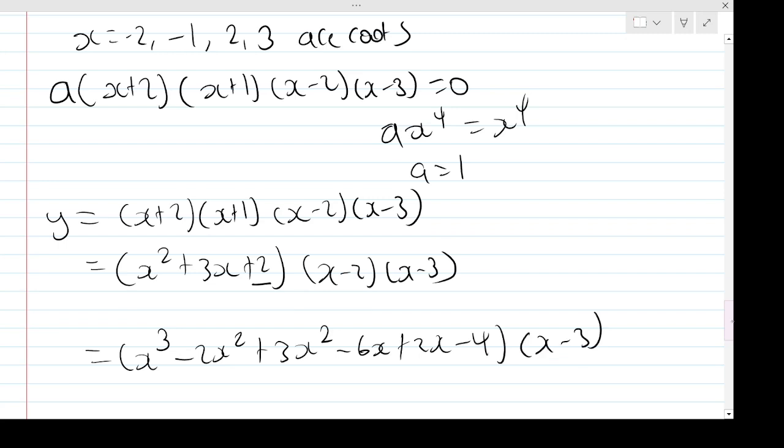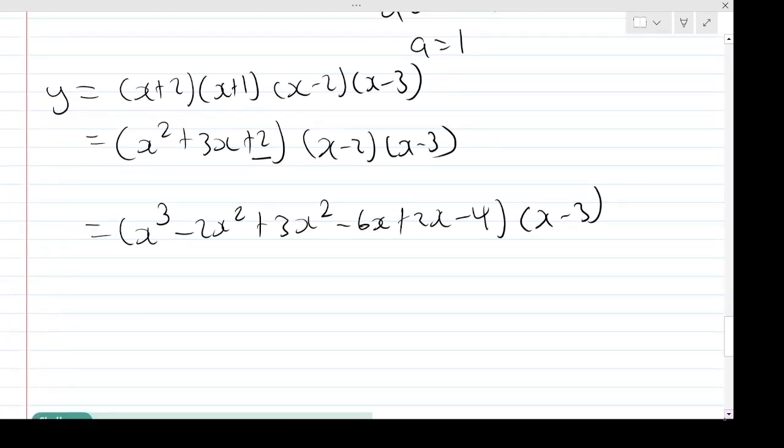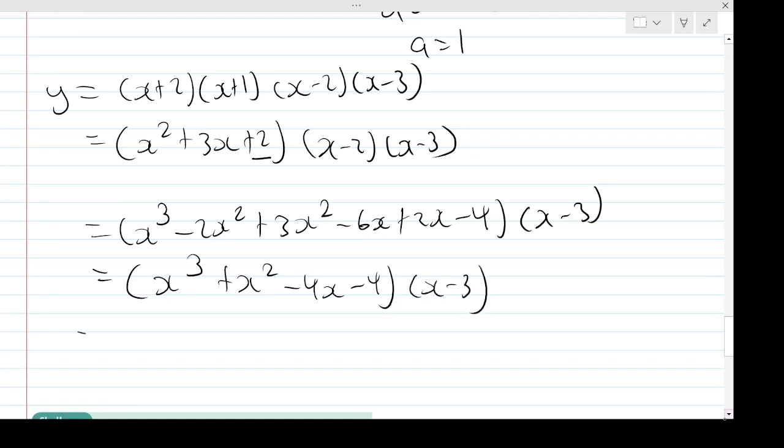We can simplify this bracket to make it a lot easier, because we can collect some terms. So we would have x cubed, then minus 2x squared plus 3x squared would be plus x squared. Minus 6x plus 2x would be minus 4x. Minus 4, lots of x minus 3. Then we need to expand this again.